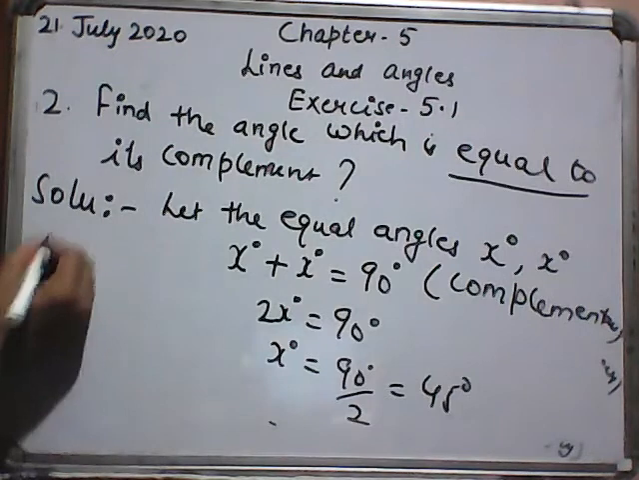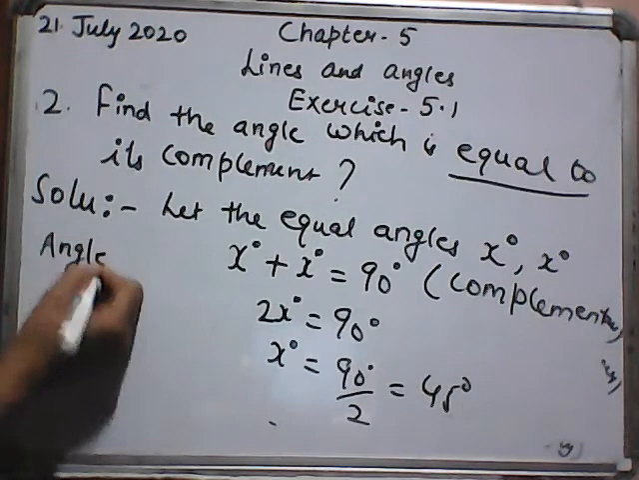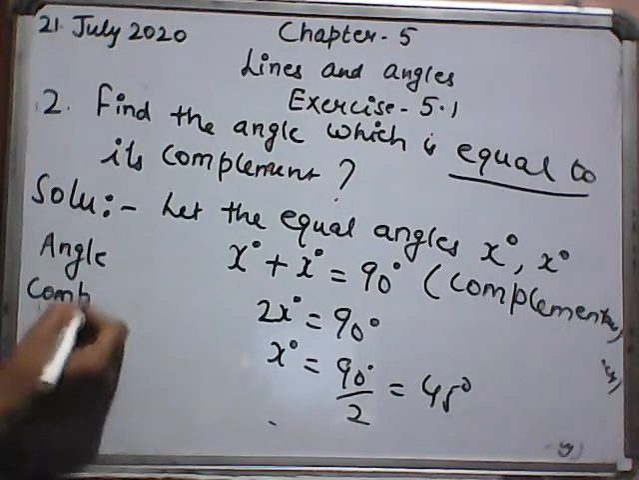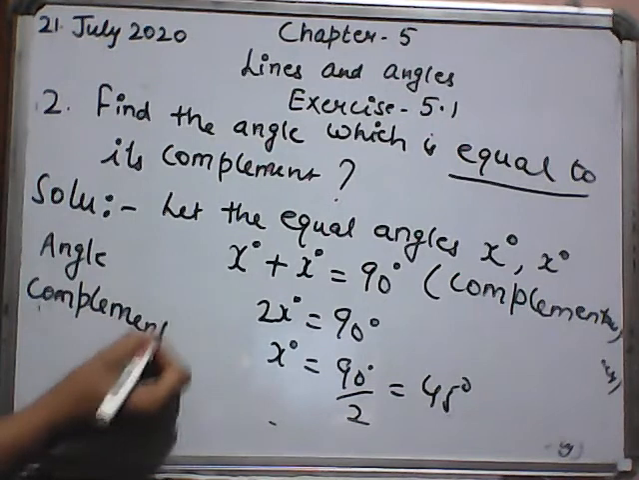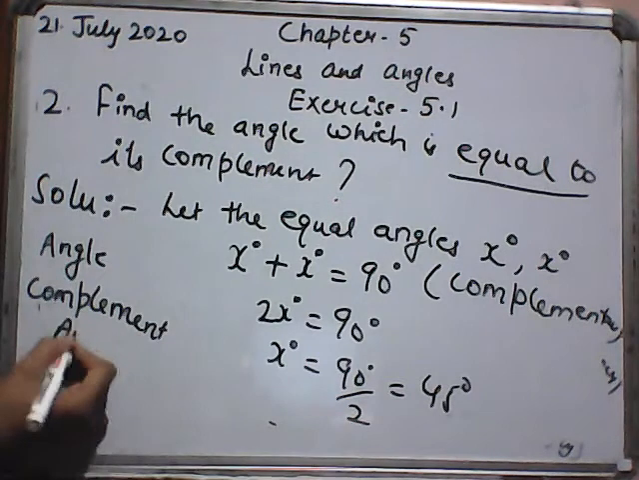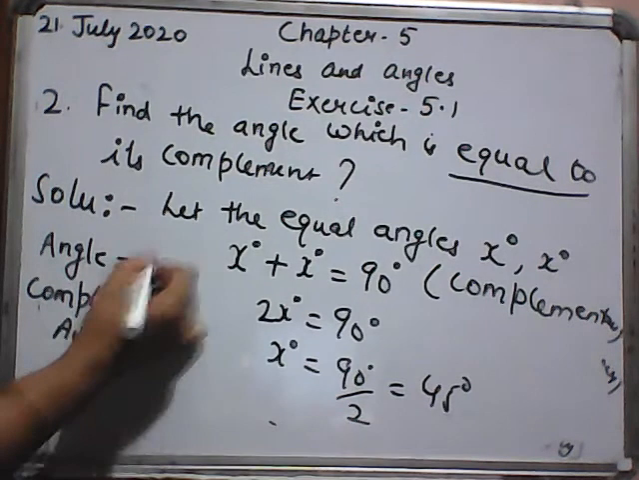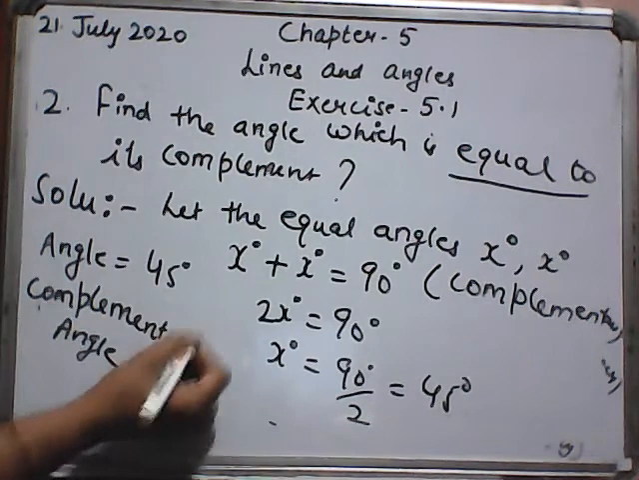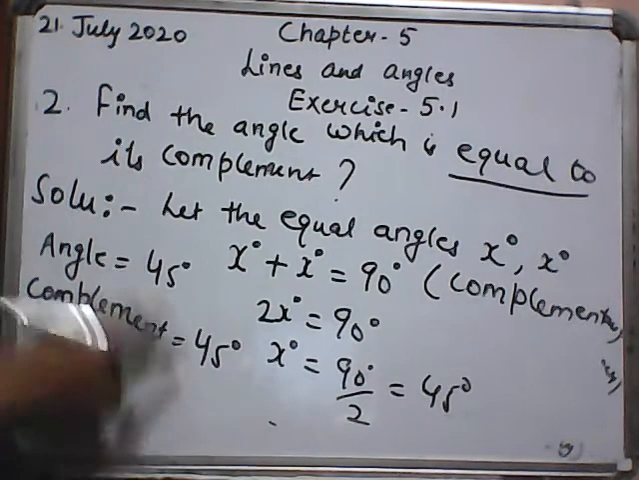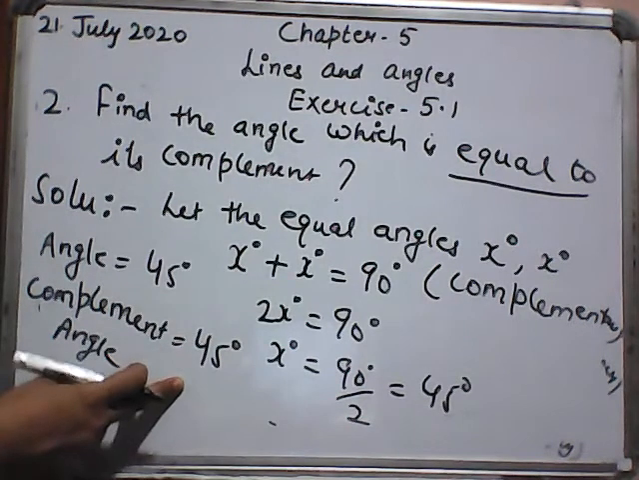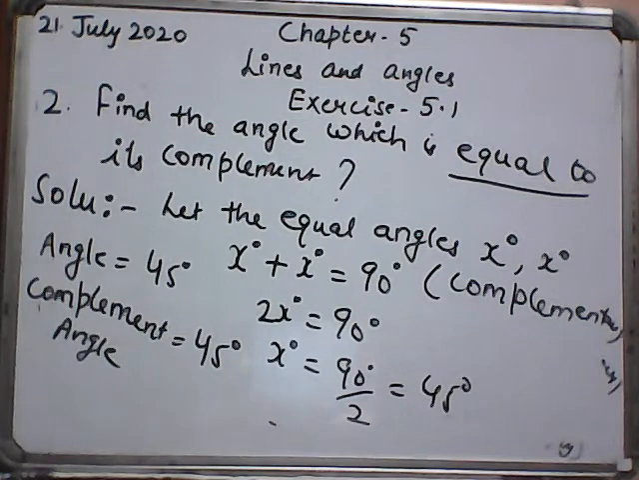Now the angle and its complement angle both are equal to 45 degree. If we find the sum, 45 plus 45, that is equal to 90 degree. It means these two angles are equal and these two angles form a complement. Let's move to the next question.